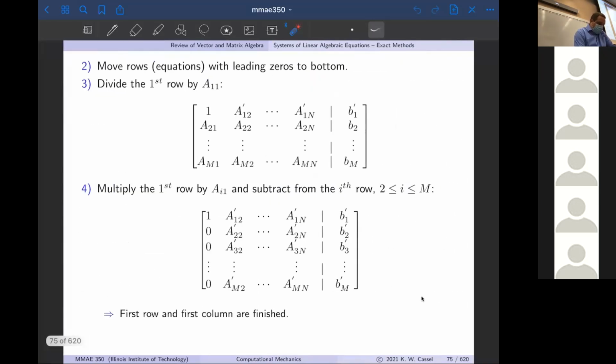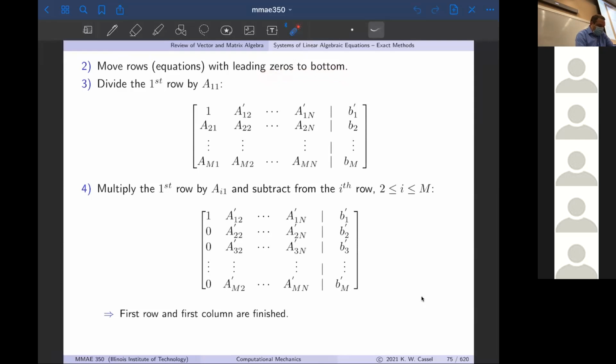Okay, so here's how we do it. The first step is we want to get rows with leading zeros, just move them to the bottom. Because again, I want this 1, 1, 1 down the main diagonal, so I don't want any zeros where I want a 1. So just swap the equations so that the leading zeros are at the bottom. That'll just make our lives a little bit easier.